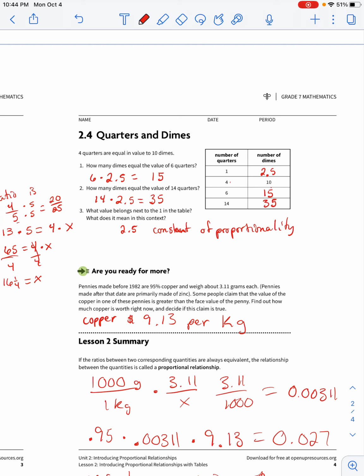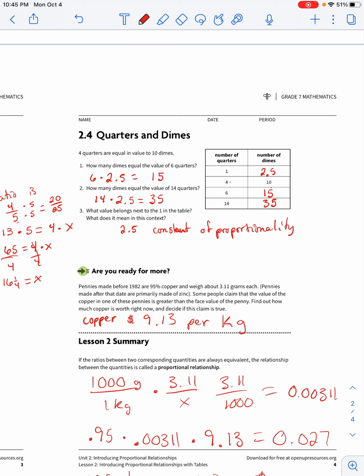Or another way to think of this is, if we know that there's 4 quarters in a dollar, right? That's going to be 100 pennies. So 14 divided by 4 is going to be 3.5. Well, every dollar has 10 dimes in it, so 3.5 times 10 gives us 35.